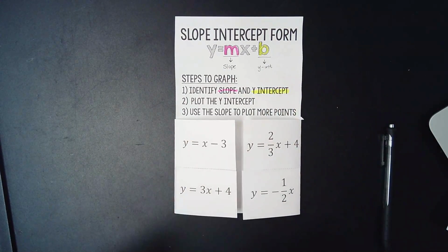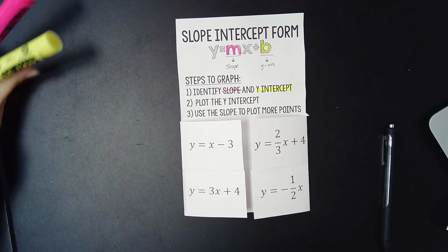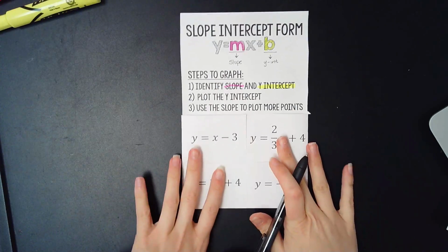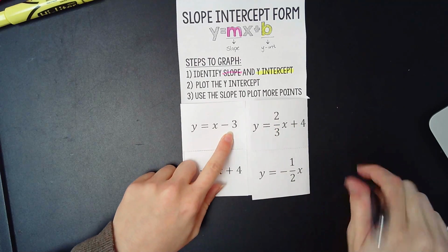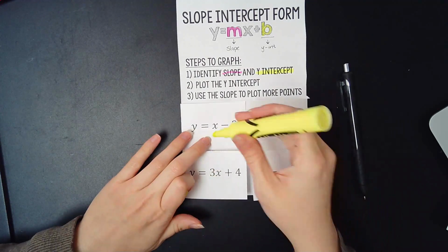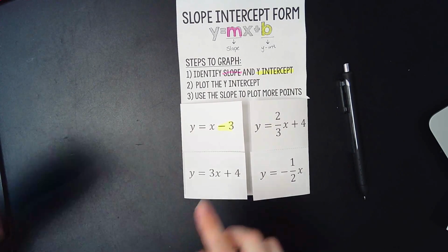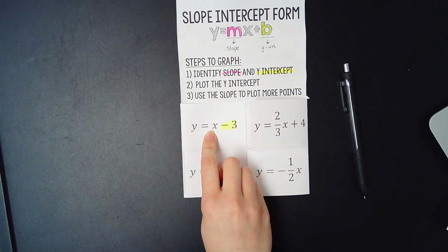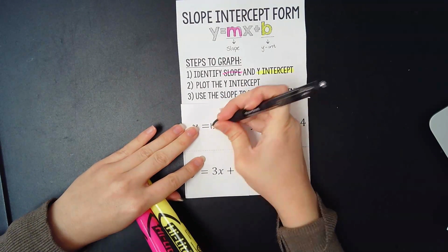Once we are able to identify those numbers, we plot the y-intercept and then use the slope to make more points on our line. So if we start with our first equation, this one says y equals x minus 3. This minus 3 at the end is my y-intercept. And the coefficient, the number in front of x, is my slope.